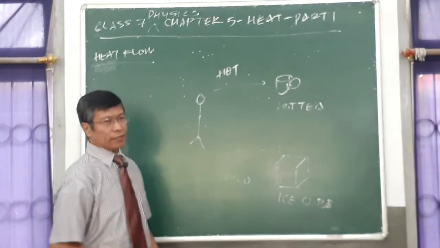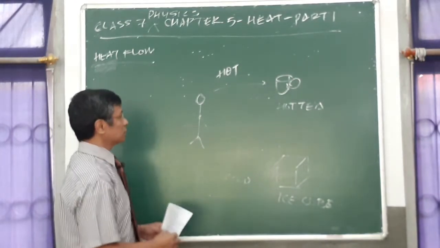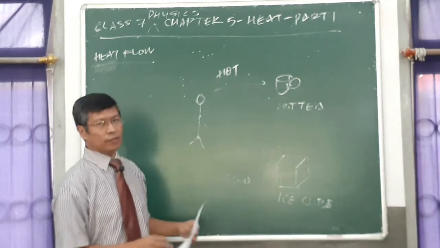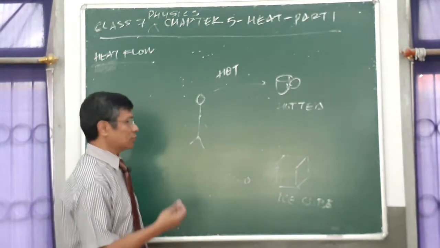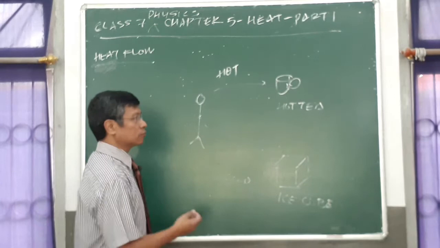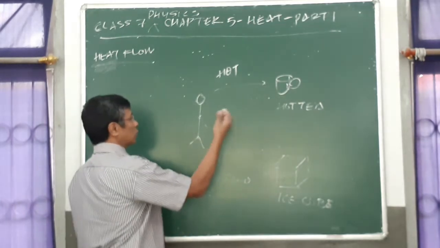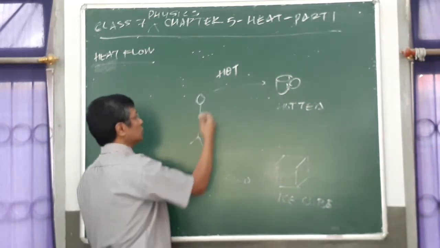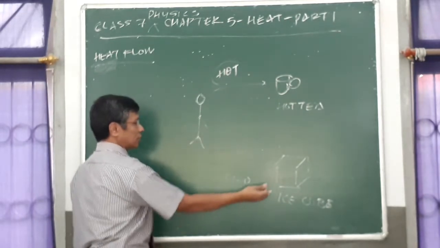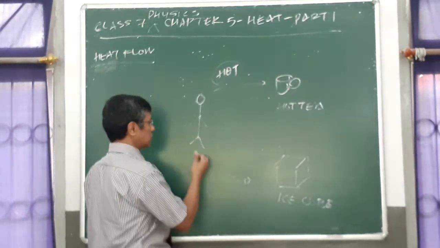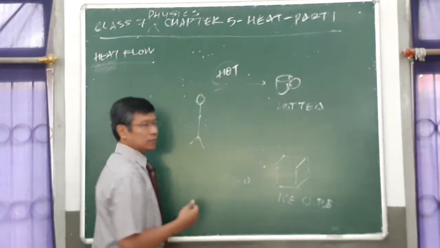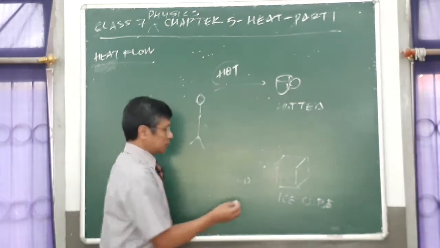Now, the reason why this is happening is because there is a flow of heat. There is a transfer of heat and that is why you feel hot. If you lose heat, you will feel cold. When you touch a cup of hot tea, the heat gets transferred to you, so you will feel hot. If you touch a piece of ice, the heat will get transferred to the ice cube and you will feel cold because you are losing heat.